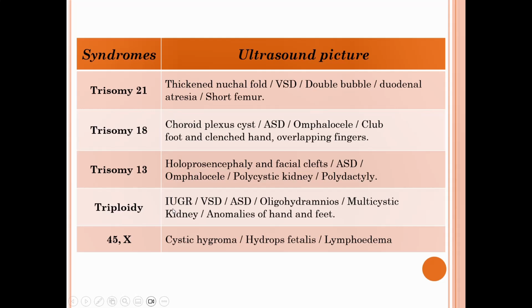In triploidy, there can be IUGR. What is IUGR? Intrauterine growth retardation, VSD, ASD, oligohydramnios. There can be multicystic kidney, anomalies of hand and feet, and 45X, that is Turner syndrome. There can be cystic hygroma, there can be hydrops fetalis, there can be lymphedema.